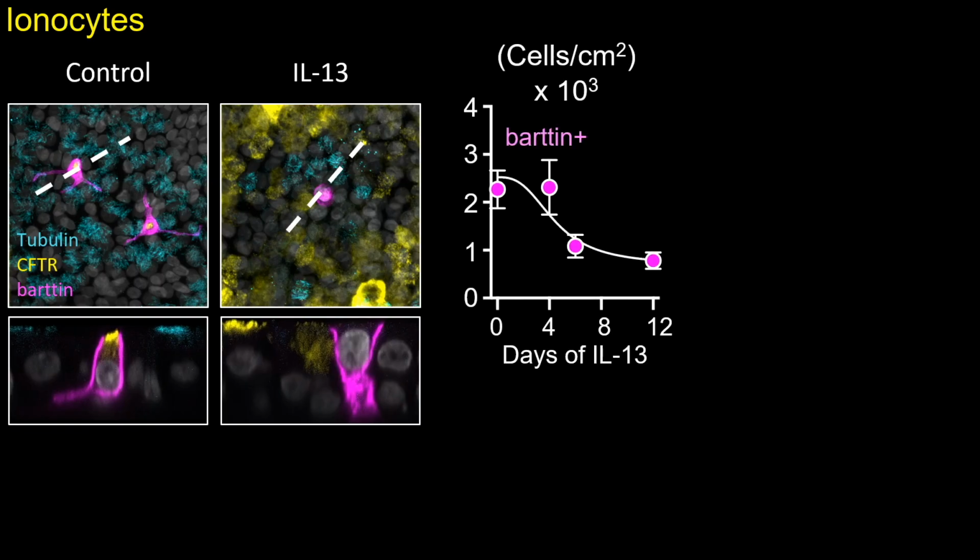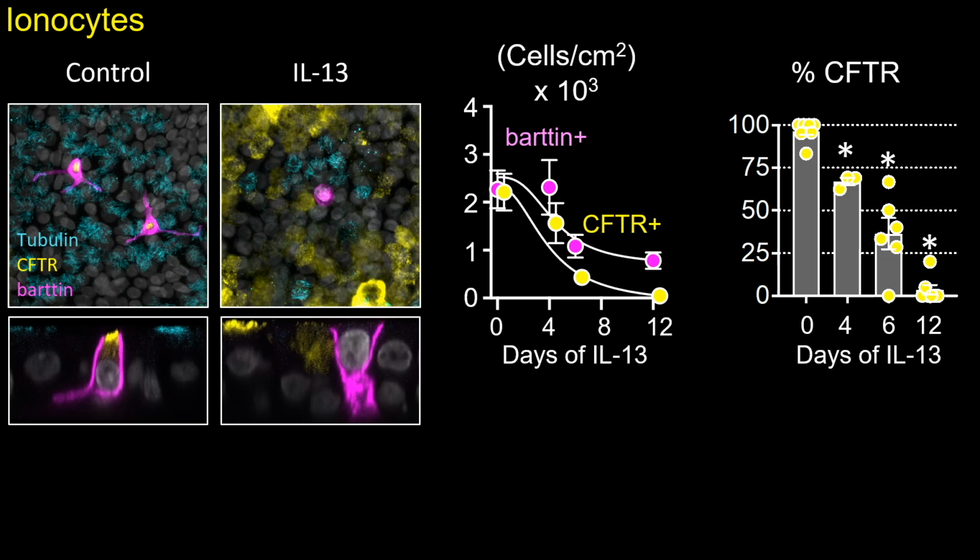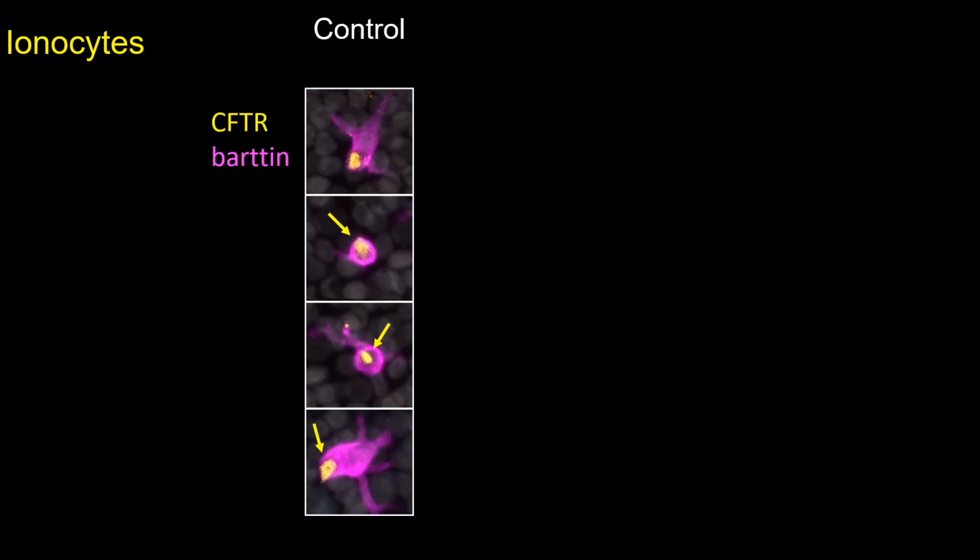We quantified that, so again, the number of Barden positive ionocytes went down over time, and this was associated with a decrease in the CFTR positive number of ionocytes as well. And so, there were some ionocytes left after 12 days of IL-13 treatment, but very few of them expressed CFTR. I'm going to show you a couple sample images here. So here's control staining for ionocytes and CFTR.